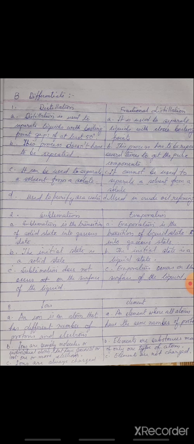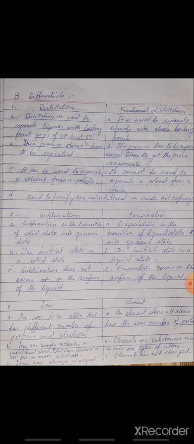Now sublimation and evaporation. Sublimation is the transition of the solid state into the gaseous state, and evaporation is the transition of the liquid state into the gaseous state. The initial state is a solid state in sublimation, and in evaporation the initial state is a liquid state. Initial state means the starting point. Sublimation does not occur on the surface of a liquid, but evaporation occurs on the surface of a liquid.